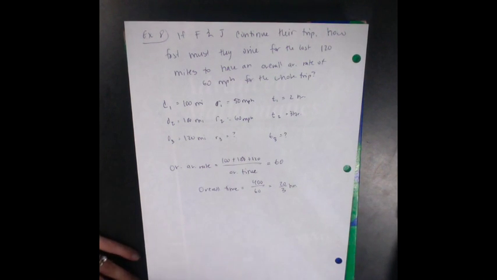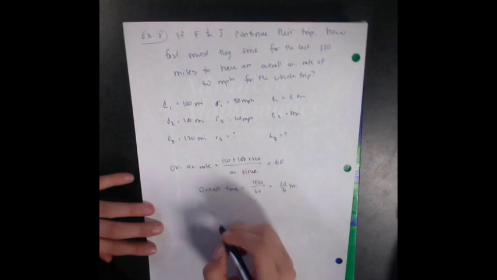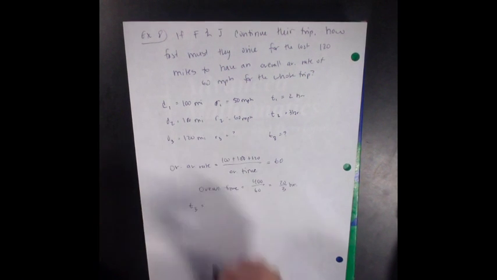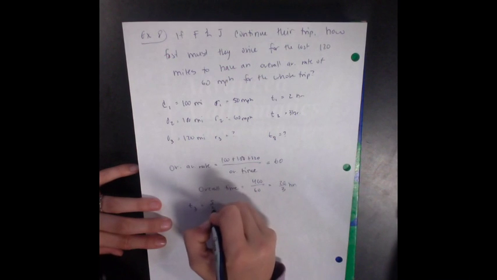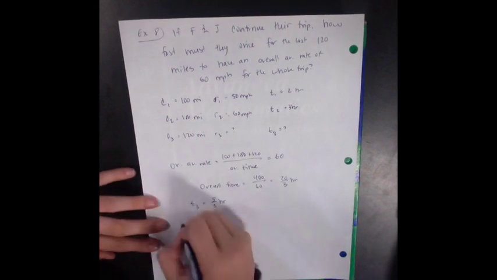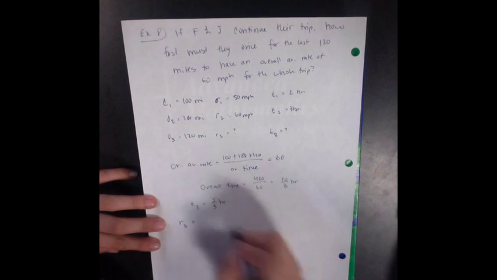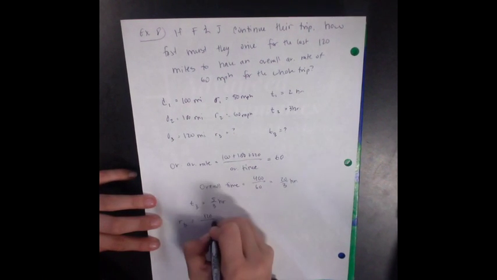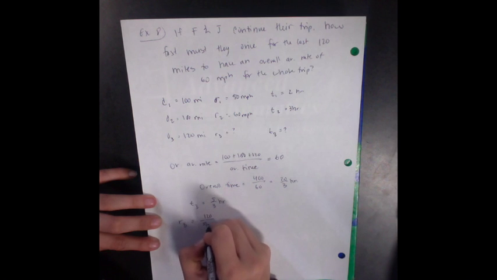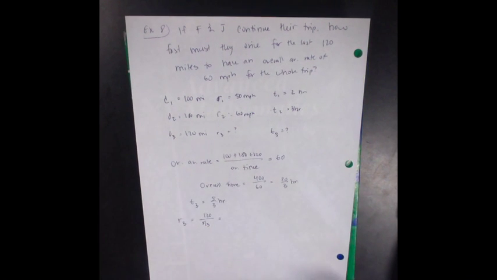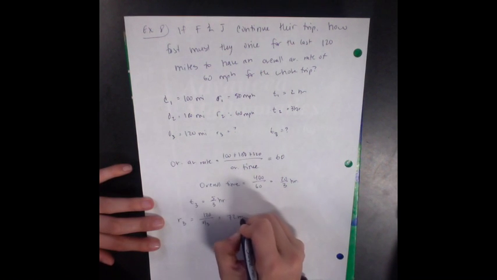Now, I know that my first leg was 2 hours and my second leg was 3 hours. So my third leg, I'm going to subtract 5, which gives me 5/3 hour. So now the rate of my third leg is the distance of my third leg over the time of my third leg. So 120 divided by 5/3 gives me 72 miles per hour.